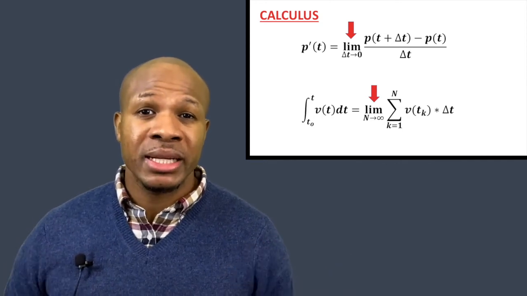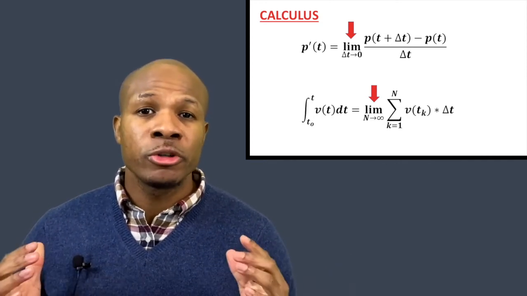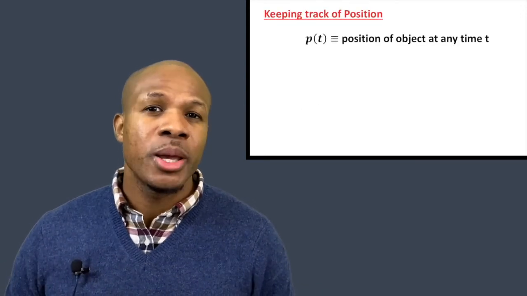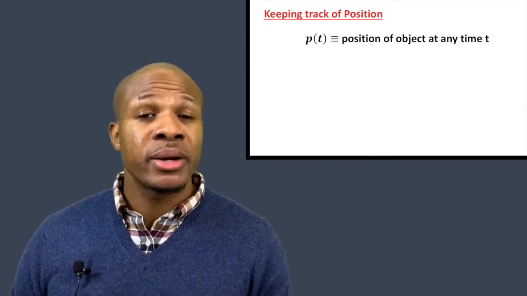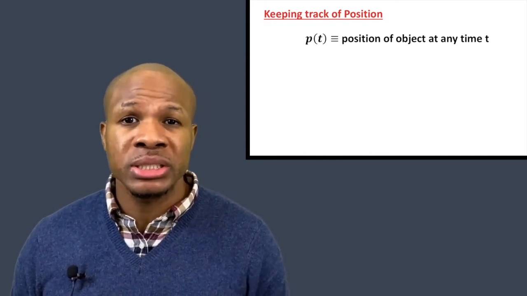All right, so let's go ahead and analyze these two things together. So first, we're going to try to make sense of the derivative, because once we can make sense of the derivative, the integral is going to follow smoothly from that. All right, so we're going to try to keep track of the speed and the position of an object.